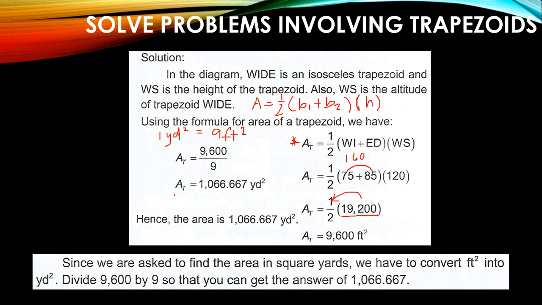So, the area of the trapezoid is equal to 1,066.667 square yards. That is the final answer. And since we are asked to find the area in square yards, we have to convert square feet into square yards. Divide 9,600 by 9 so that you can get the answer of 1,066.667 square yards.